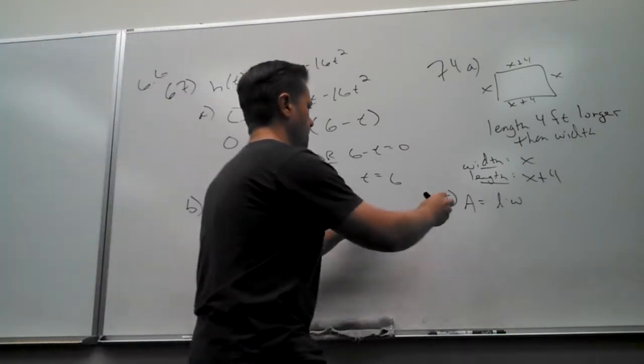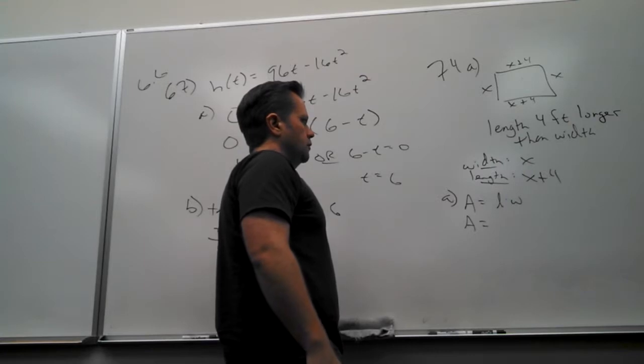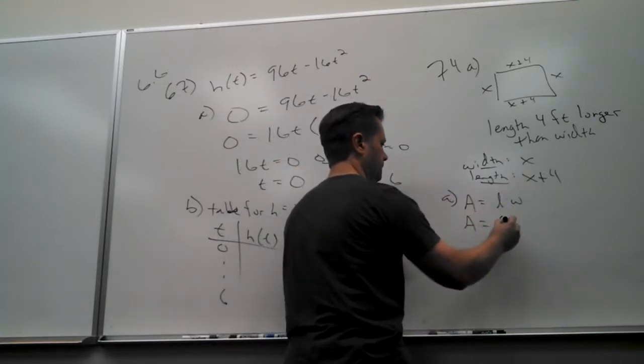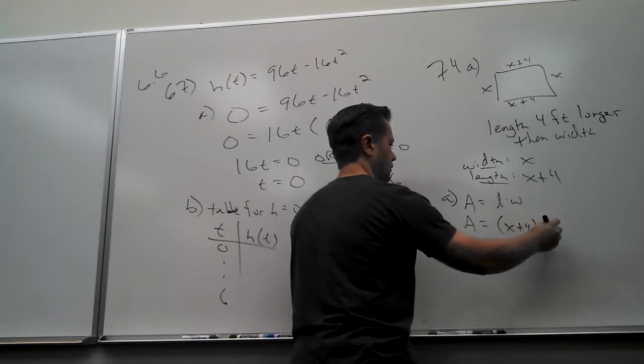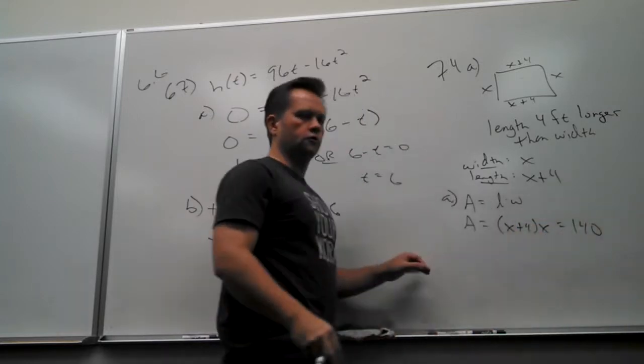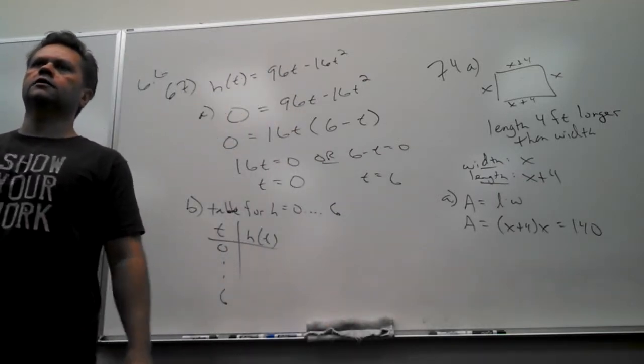Which part? Yeah, good. So what's the length? X plus 4. And what's the width? X. And that's supposed to equal 140. Cool. So that's part A. It's just to set up the formula, right? And then part B just says solve this.